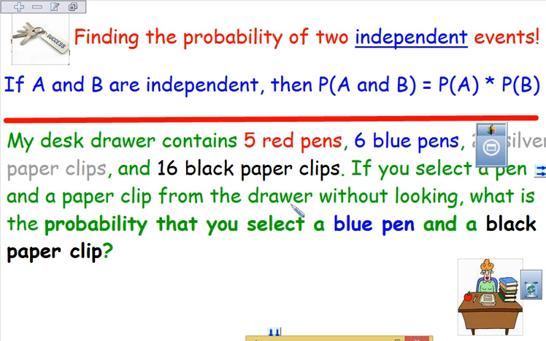Finding the probability of 2 independent events. If A and B are independent, then the probability of A and B is the probability of A times the probability of B. My desk drawer contains 5 red pens, 6 blue pens, 24 silver paper clips, and 16 black paper clips. If you select a pen and a paper clip from the drawer without looking, what is the probability that you select a blue pen and a black paper clip?